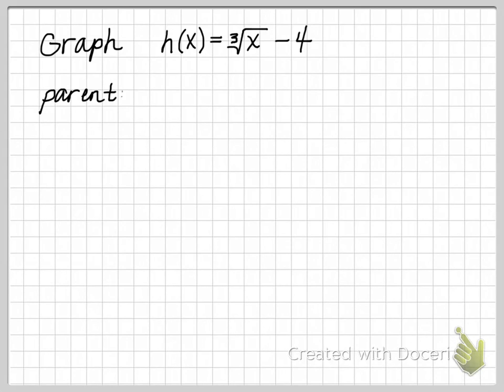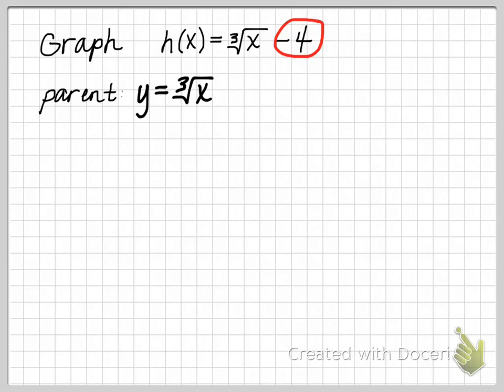To identify the parent function, think of stripping all the numerical values away from this function. In other words, we'd be ignoring this negative 4, or subtraction of 4, and what we're left with here would be our parent function. So our parent function is going to be y equals the cube root of x.